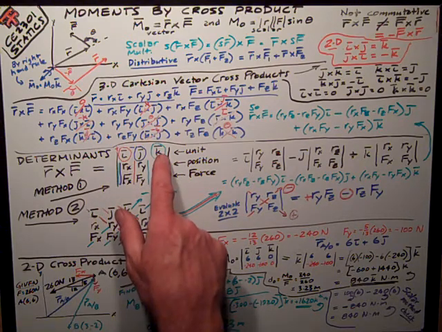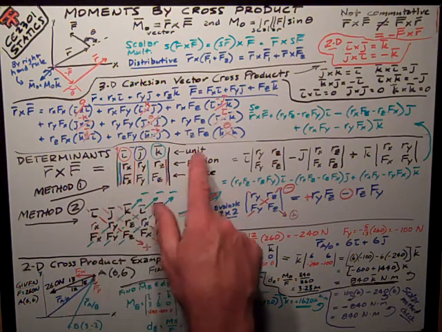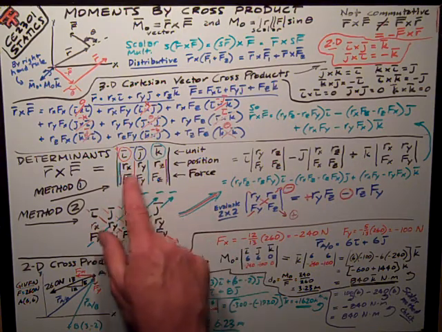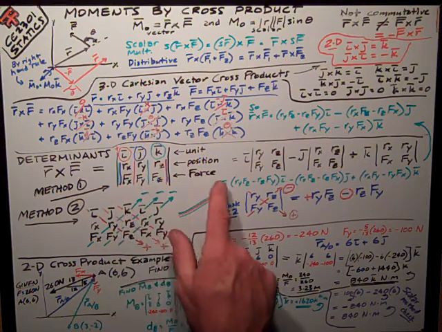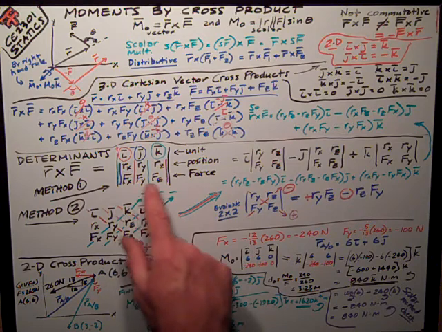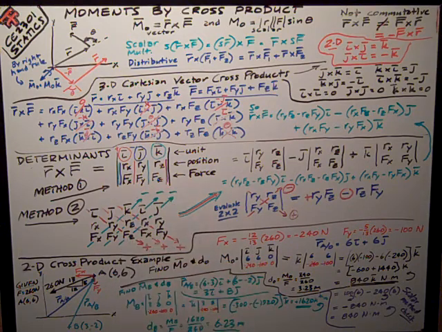I, J, and K, the unit vectors, go in the top row. The position vector goes in the second row: Rx, Ry, and Rz. The components of the force vector go in the third, bottom row: Fx, Fy, and Fz.